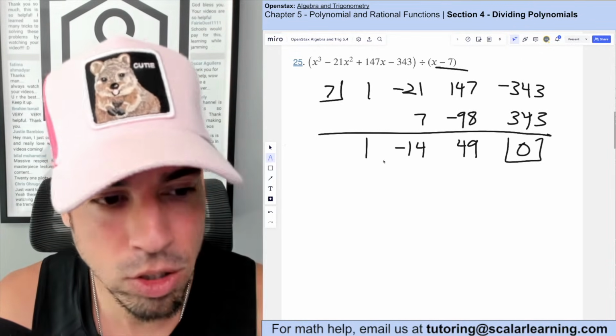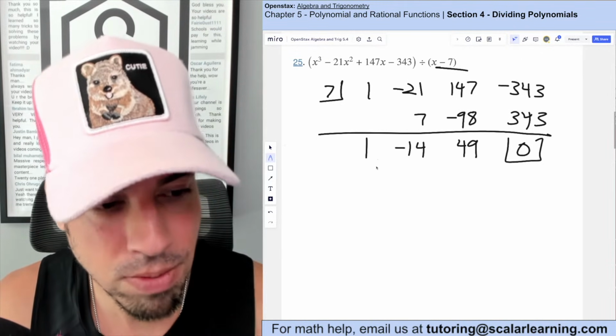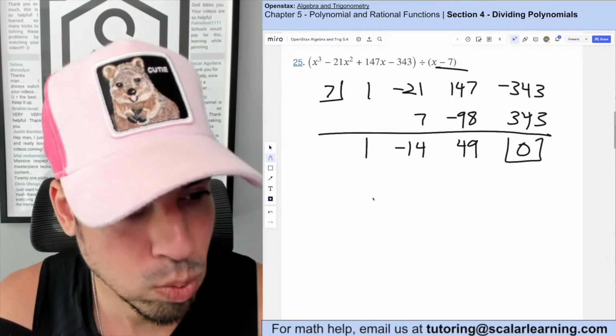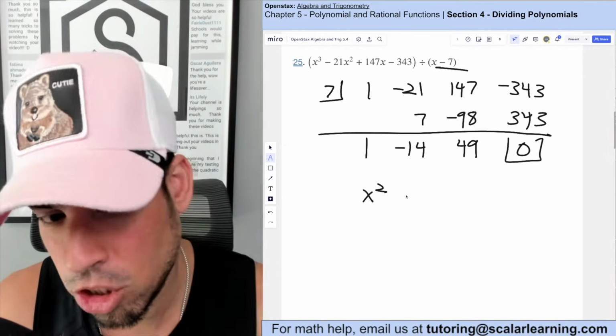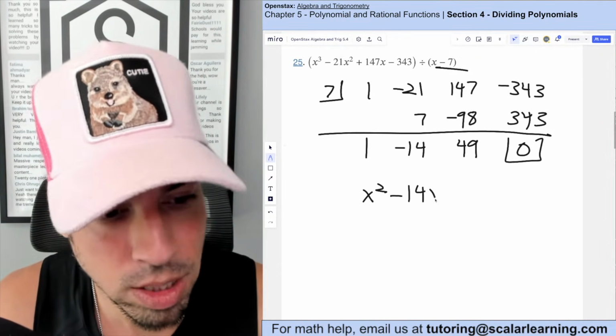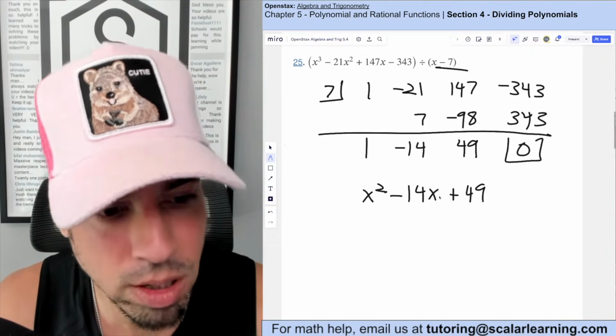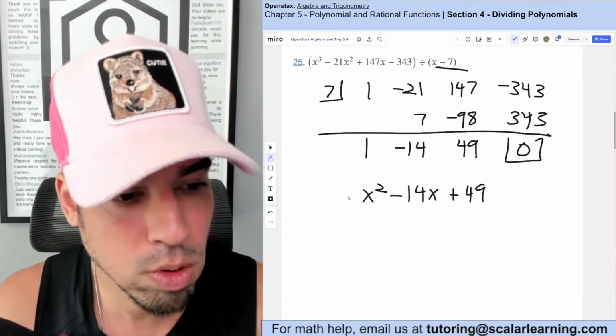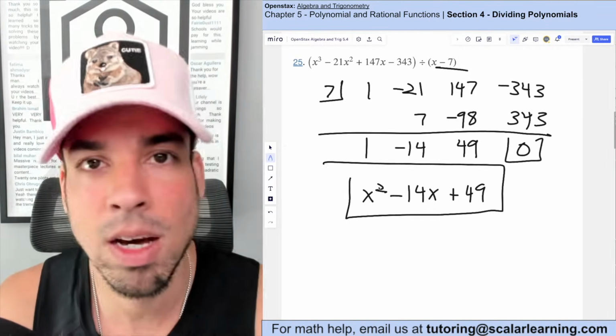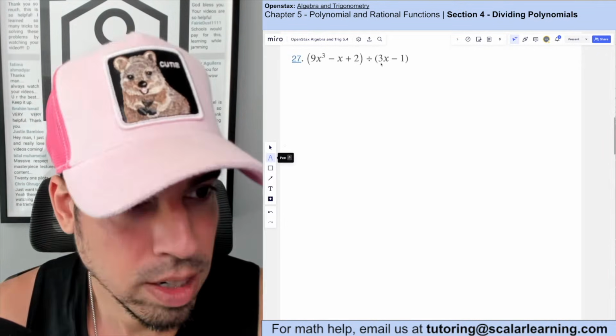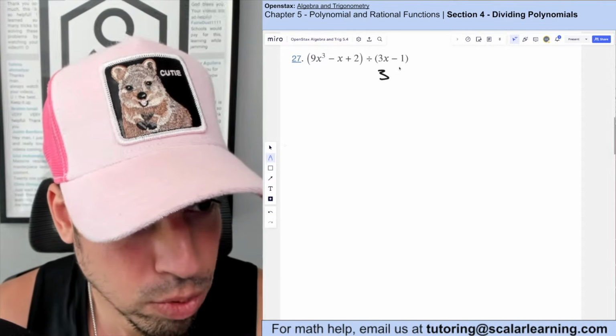So that's our remainder. And then the final answer is therefore going to be 1 times x squared, can just be x squared, minus 14x plus 49. See how I do that degree countdown, right? X squared, x, and then the constant. No remainder, so that's it. Boom, done.